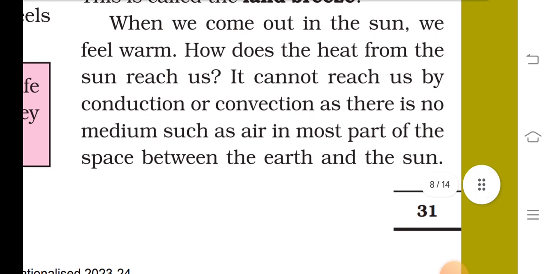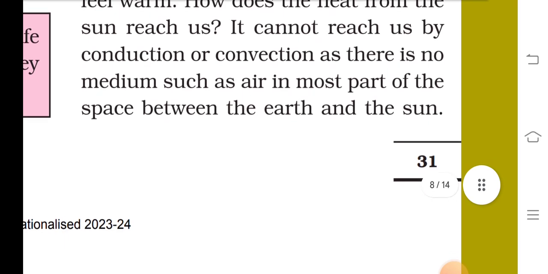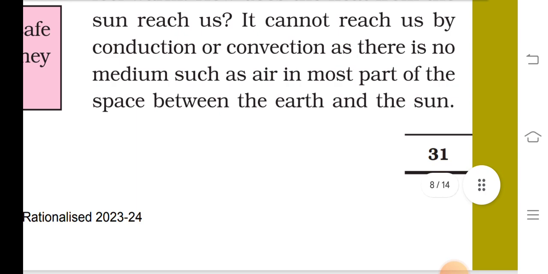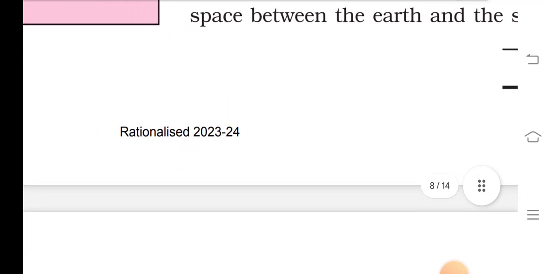When we come out in the sun, we feel warm. How does the heat from the sun reach us? It cannot reach us by conduction or convection as there is no medium, such as air, in most part of the space between the earth and the sun.